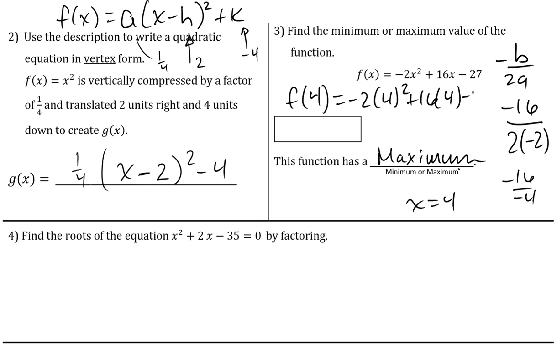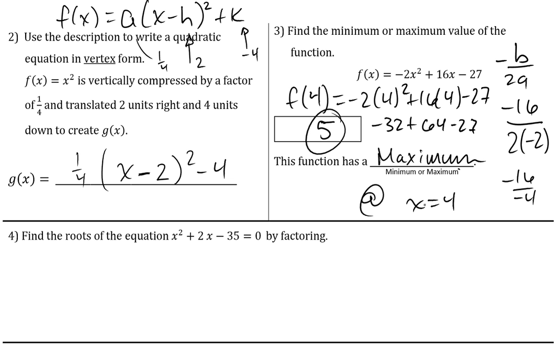When I plug those values in, I can simplify this. This is a negative 32. 4 times 16 is a positive 64 and a minus 27. So that value is equal to 5. So I have a maximum value, and the maximum value is 5. It occurs at the point when x is equal to 4.